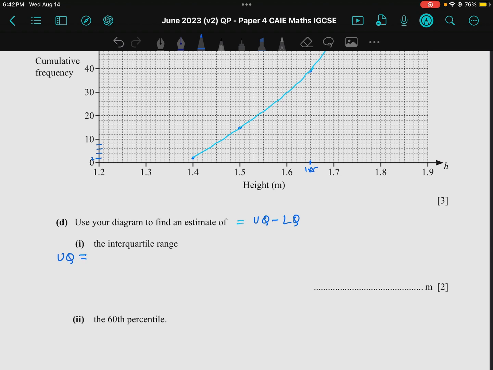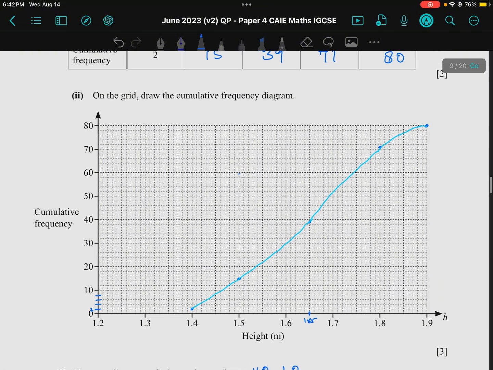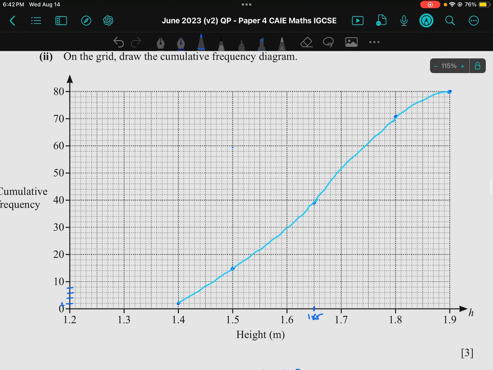Upper quartile, how will we be finding? 3 upon 4 of 80, which is 4 ones are 4, 4 twos are 8 and 0, that is the 60th one. And lower quartile is 1 upon 4 of 80, 4 ones are 4, 4 twos are 8 and 0, which is the 20th one. So the 60th, I will draw a line.